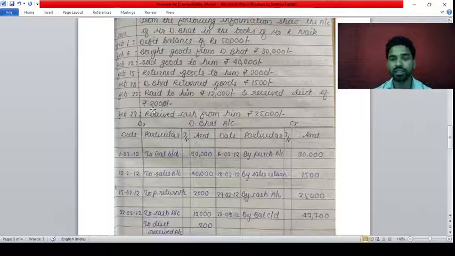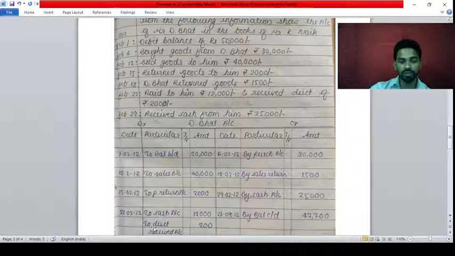Now you have to make the debit account debit. So see here, on 22nd 5th 2012, to cash account, to discount received account rupees 200. Whatever the cash account credit, now you have to make the debit to the debit account. So to cash account debit, it's 12,000.